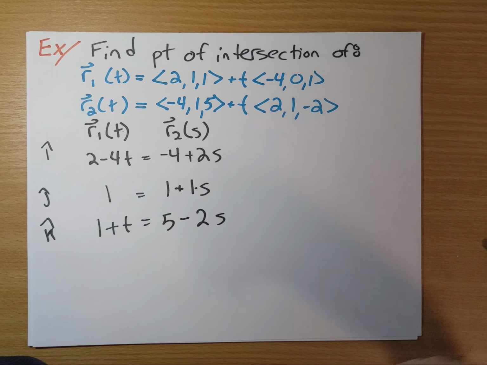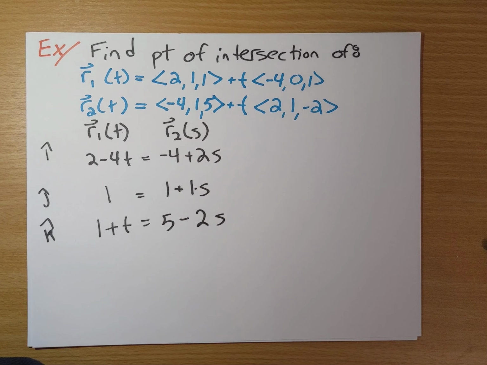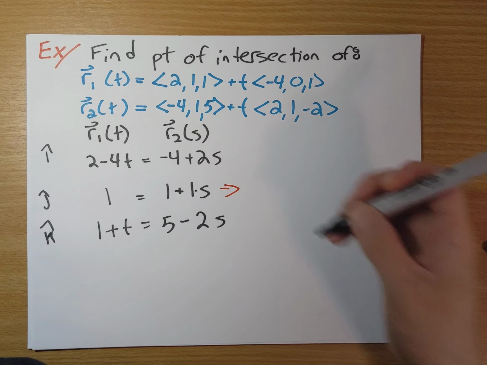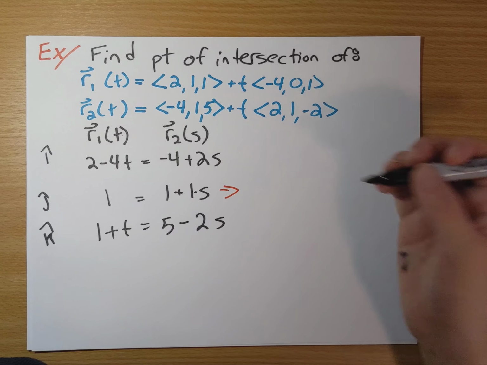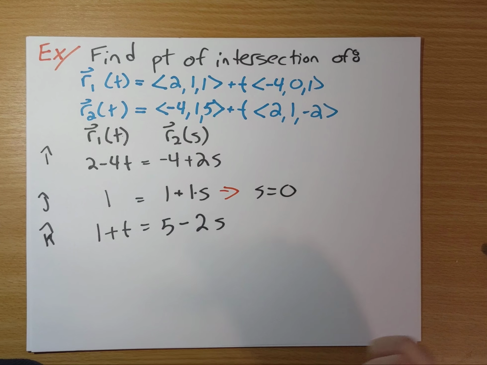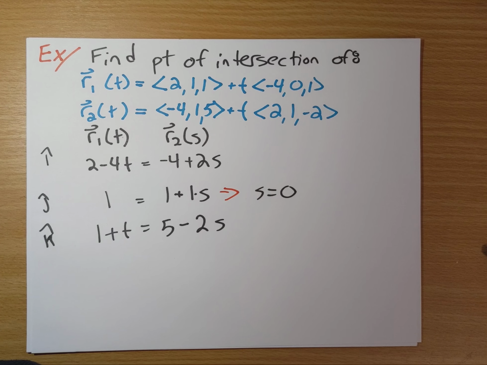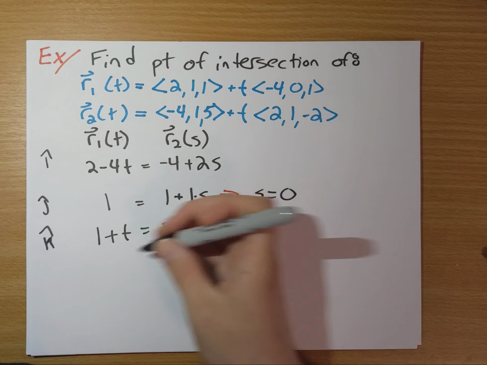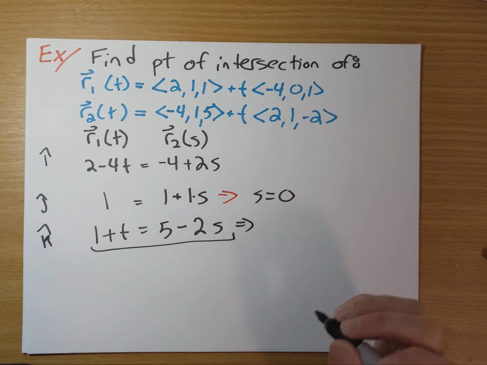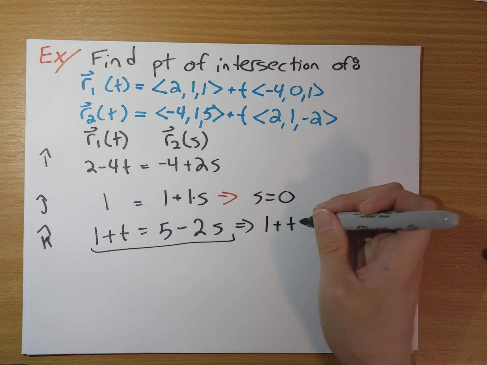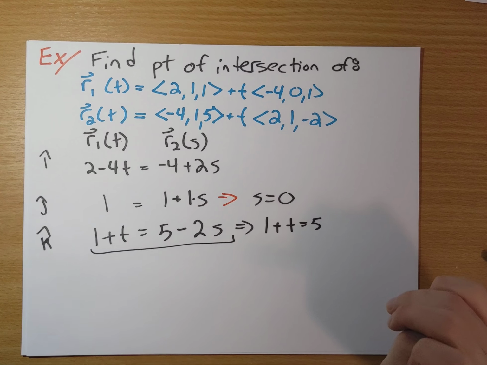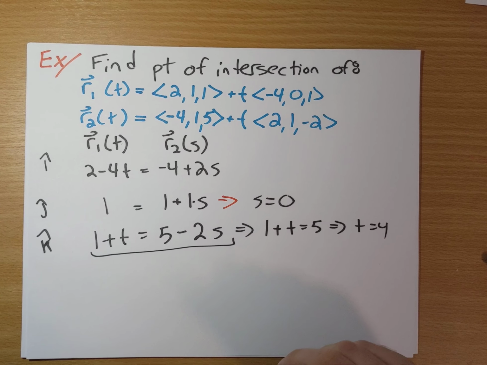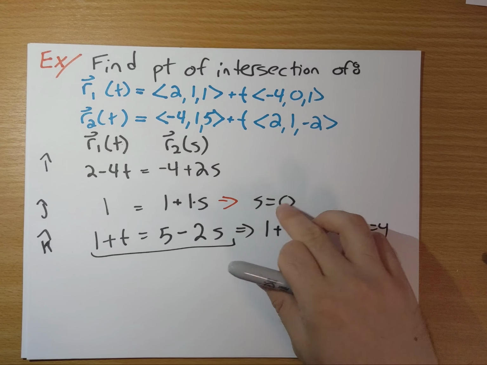Okay, so as before, let's go ahead and solve the system of equations here. So this one says that 1 is equal to 1 plus 1 times s. Subtracting 1 from both sides gives us that s has to equal 0. We already have right away that s has to equal 0. So let's plop that into this equation here. If s is equal to 0, we've got 1 plus t is equal to 5 minus 2 times 0. And this gives us that t has to equal 4. So hooray, we found t is 4, s is 0.